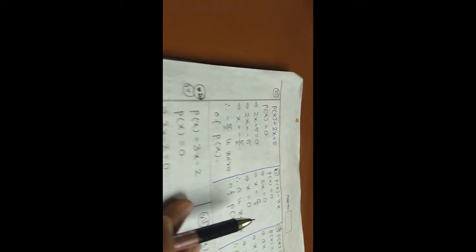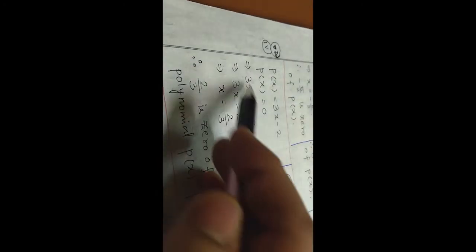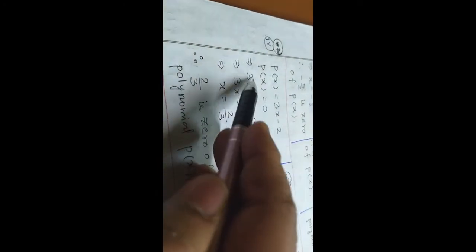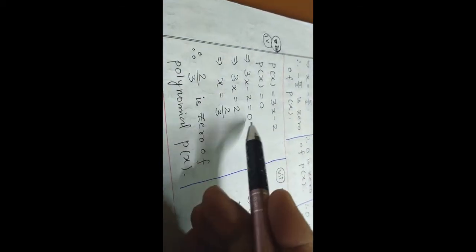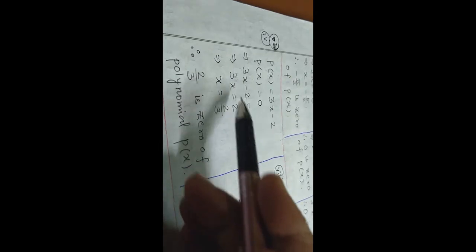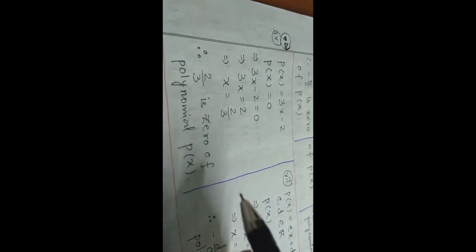Now question number 4. Question number 4 is p(x) equal to 3x minus 2. So p(x) equal to 0, we have to put. So p(x) equal to what? 3x minus 2. That's what we are putting, equal to 0. Take 2 to the other side, so 3x equal to 2. If we divide both sides by 3, we get x equal to 2 by 3. So ultimately 2 by 3 is the 0 of polynomial p(x). So that is question number 4.